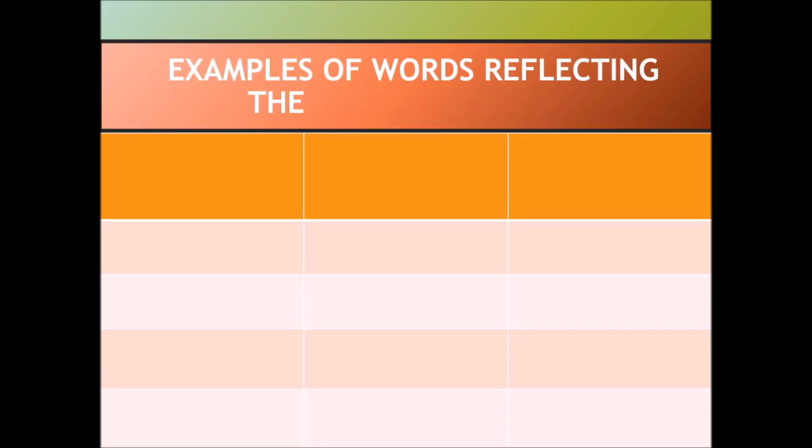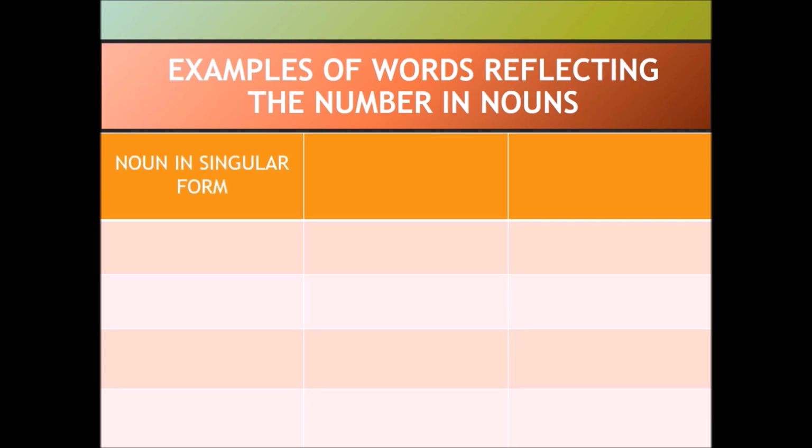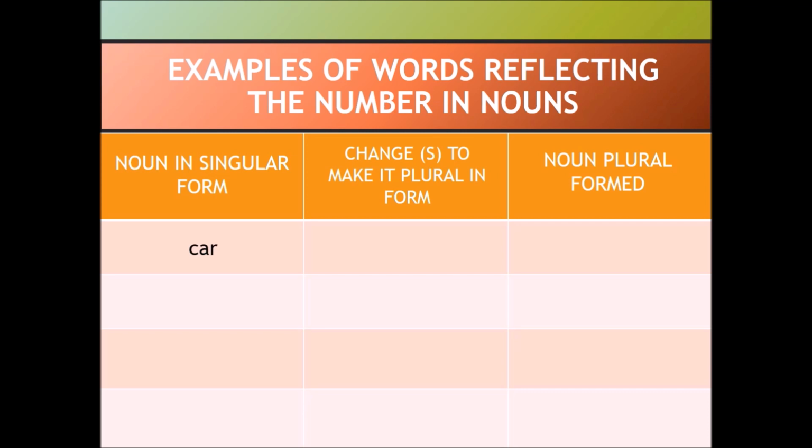Examples of words reflecting the number in nouns. We again have 3 columns for the illustration. The noun in singular form, then the change or changes to make it plural in form, and the third column is the noun plural form. First word, we have car. To make it plural, we add s, and this becomes cars.